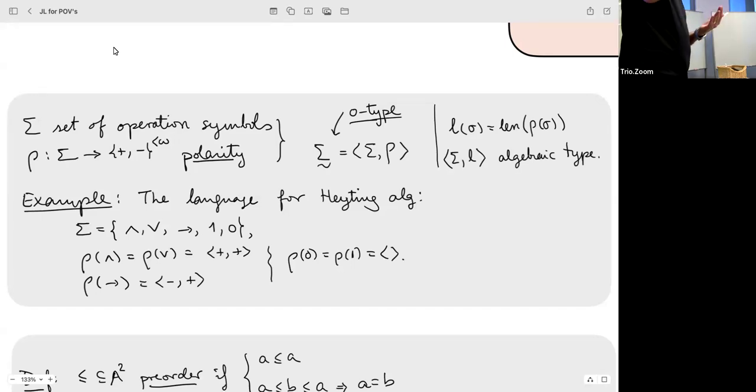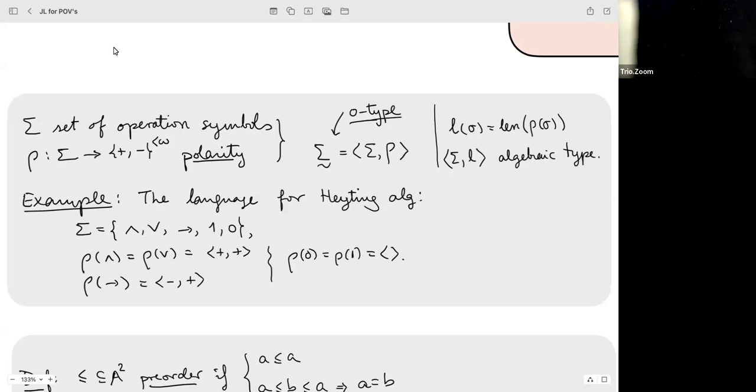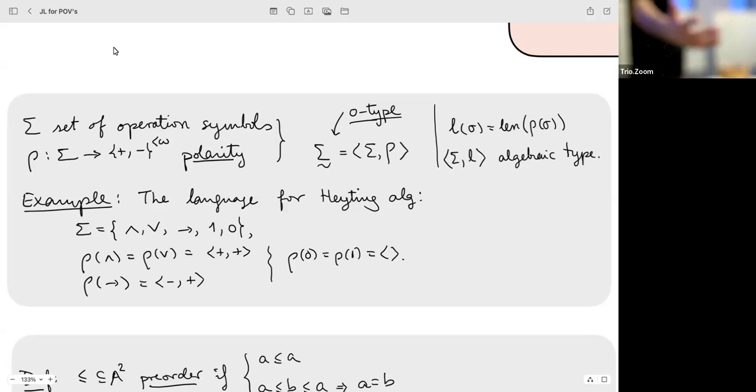So what we need to do to define this concept is a set of operation symbols, and moreover we need a polarity. A polarity is just a map that gives to every symbol a finite sequence of plus and minus. And then this pair, the set of symbols together with this polarity, we call an order type. If you take the length of those, then you forget the information about which coordinate is positive and which coordinate is negative. You only know the number of coordinates. If you take the length, then this is a classical algebraic type, so a set of symbols together with the arity.